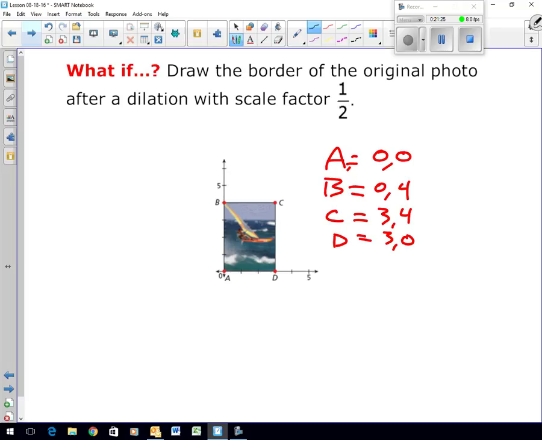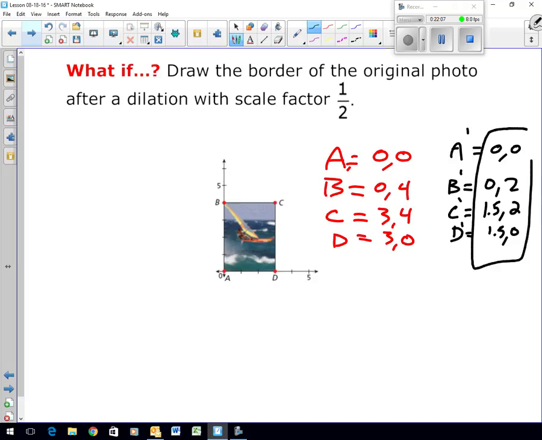So A prime here is still going to be 0, 0, correct? What's 0 times a half? What's 4 times a half? Good. Xavier, you're right. Xavier, what's 3 times a half? Close. What's 4 times a half? Okay. I'll do this one. D prime is 1.5, 0.